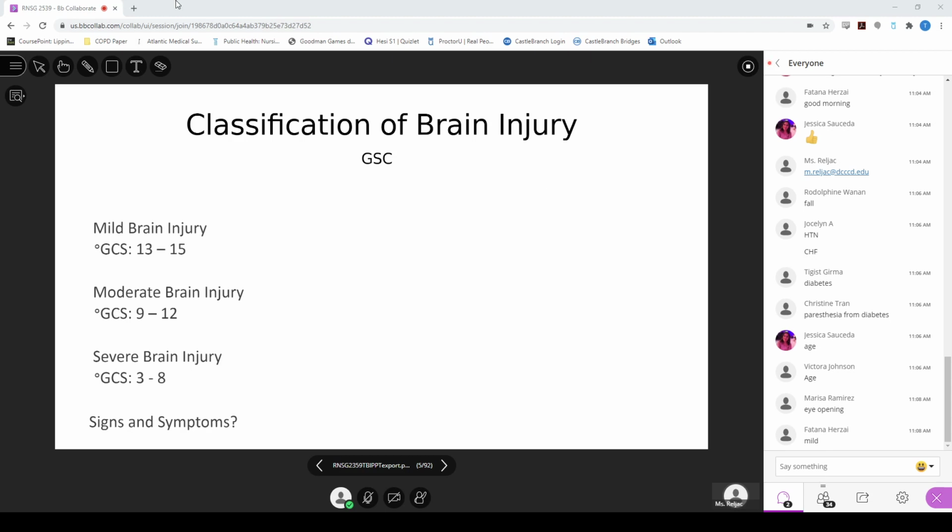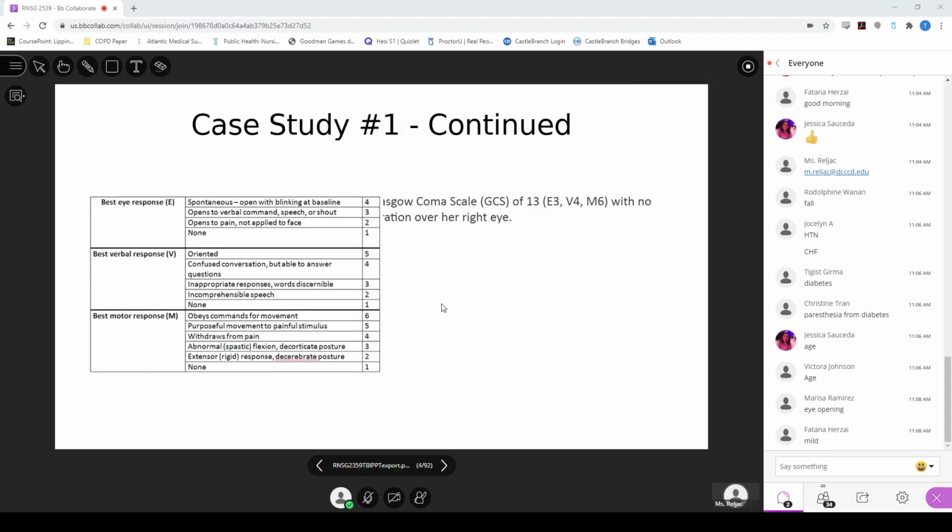Okay, so the mild brain injury ends up being a 13 to 15, moderate is 9 to 12, and severe is 3 to 8. I'm going to go back to that so you can see it. So the best eye response, spontaneous is opening, blinking at the base. That would be their highest number. And then obviously they have none of it. That's their lowest. Verbal responses, if they're oriented, is their highest. And incomprehensible speech and none is their lowest. And then the motor response obeys commands and movements. And then if they have posturing or are unable to have any motor response, that's their none.